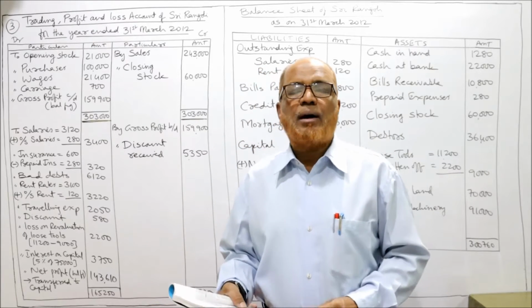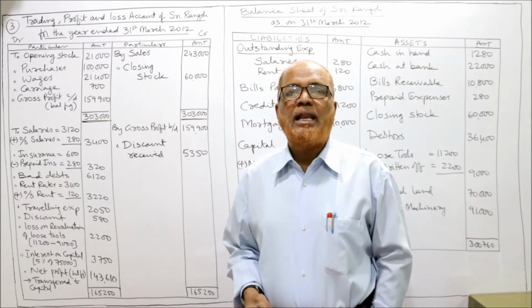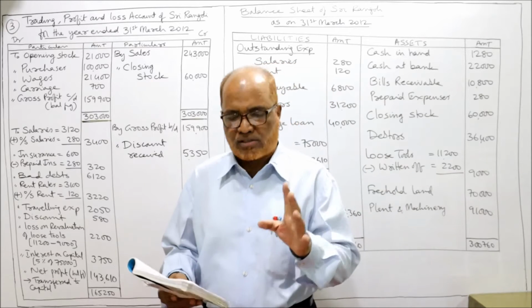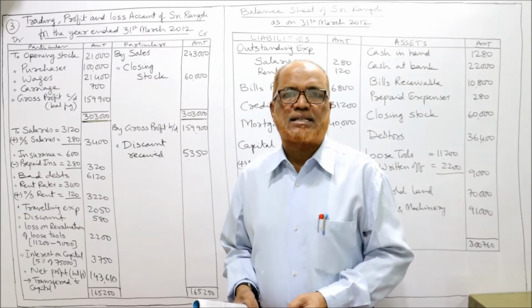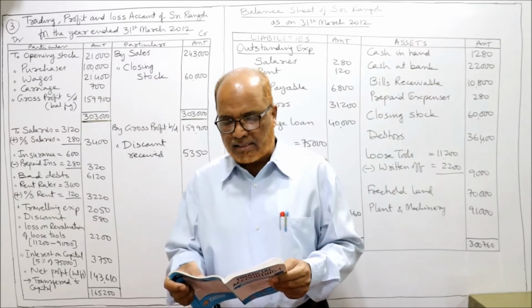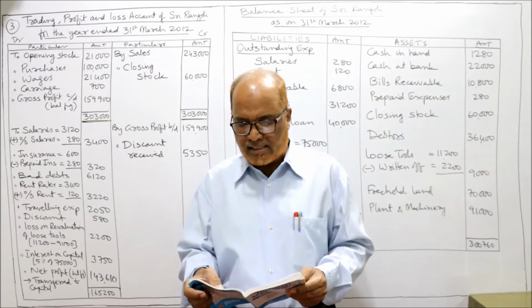So first of all, I am reading out the trial balance. Trial balance debit side. Freehold land: this will be taken on the asset side of the balance sheet only once. Loose tools: again, loose tools are an asset, taken on the asset side. Plant and machinery, asset. Debtors, asset. Cash at bank, asset.